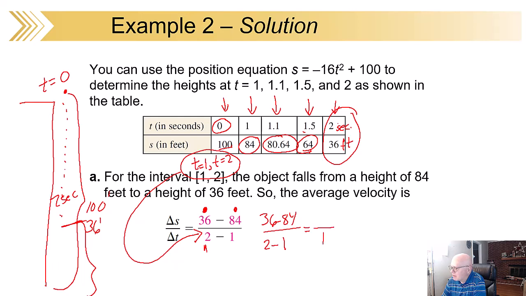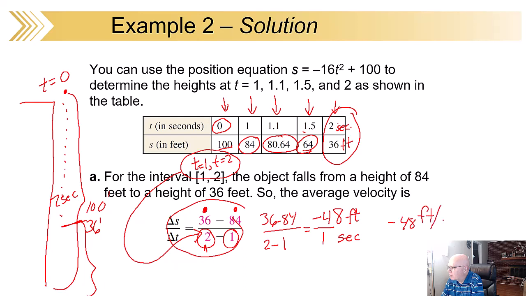Notice this is negative. So what is it? Let's see, 48 feet. And down here, how many seconds have gone by? 1 second. So the average velocity between the 2 second point and the 1 second point is negative 48 feet per second. Now that doesn't mean it was going that speed when it got to 1 second or when it got to 2 seconds. That means its average speed over that interval.